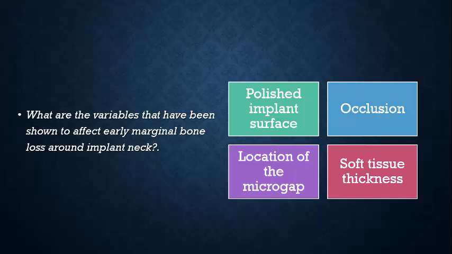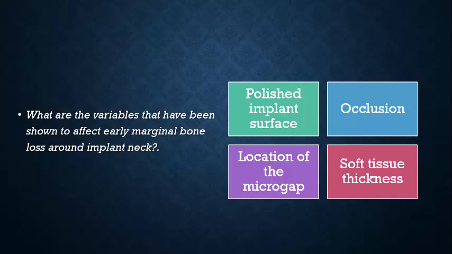So we have the occlusion. As we know, if we have heavy occlusal forces, premature contact, or any occlusal trauma on dental implants after we restore it, we will see by the time some bone loss around the neck of the implants. So this is one of the factors that need to be considered when we do our implants.